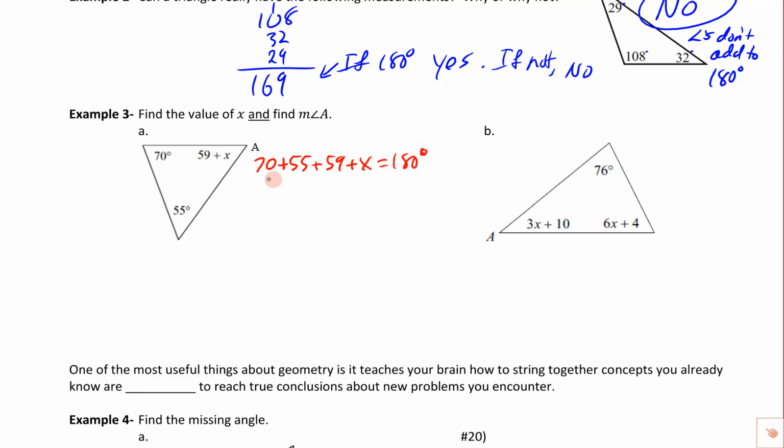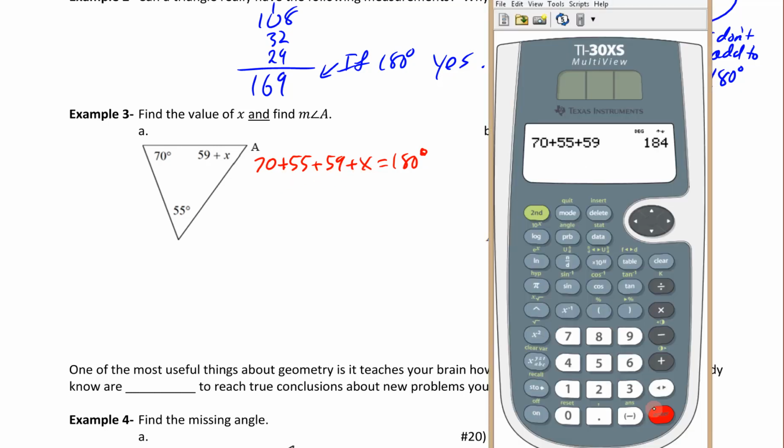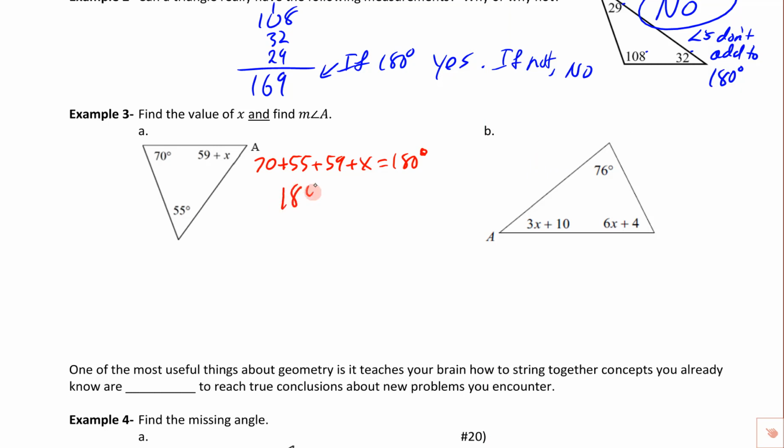So again, take a look through here. I've taken one angle, two angles, three angles, all three angles, added those together and set them equal to 180. Now once I get to this point, this is no longer a geometry problem. This is now an algebra problem. So we're going to go ahead and add those together. I pulled up the calculator, I added them together, and I got 184. We'll just double check that I typed the correct numbers in here, so I got 184. So 184 plus x equals 180.